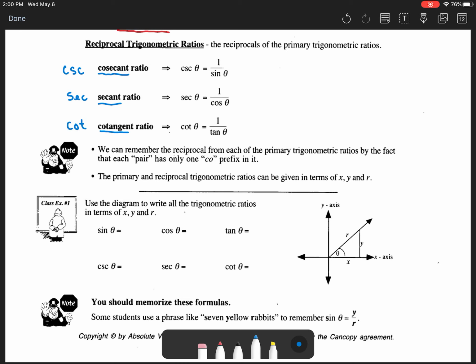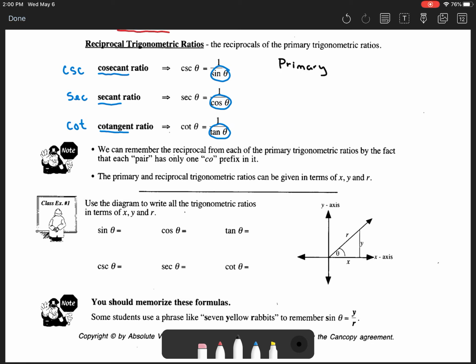Now, cosecant of theta is 1 over sine of theta. Secant of theta is 1 over cos of theta, and cotangent is 1 over tan of theta. So obviously each primary ratio has a reciprocal counterpart, and this is the way it kind of works, and I'll just show you in a little diagram here on the side.